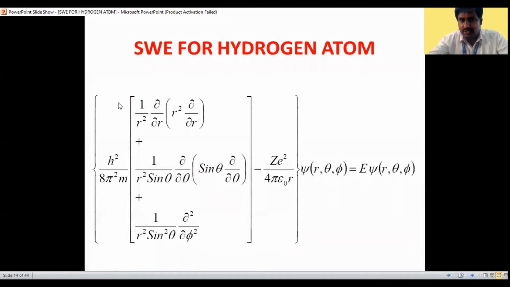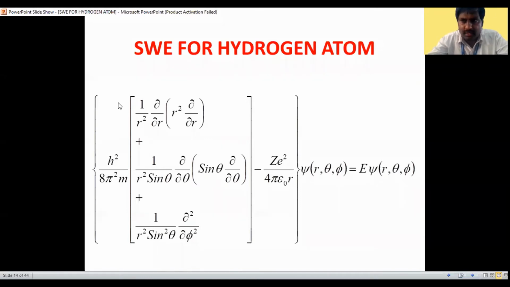H square by 8 pi square m into 1 by r square into dou by dou r of r square dou by dou r, plus 1 by r square sine theta into dou by dou theta of sine theta dou by dou theta, plus 1 by r square sine square theta into dou square by dou phi square, minus Ze square by 4 pi epsilon naught r, into psi of r, theta, phi equals E into psi of r, theta, phi. This is the Schrodinger wave equation for the hydrogen atom.